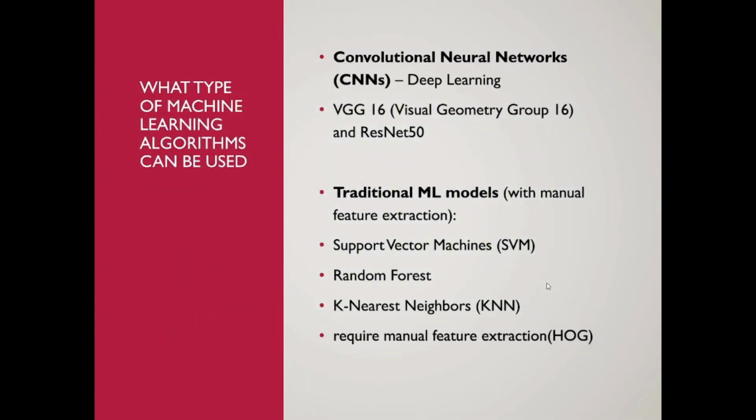What type of machine learning algorithm can be used? We use two convolutional neural network deep learning models: the first one is Visual Geometry Group 16, and ResNet50. Another option is traditional machine learning models such as support vector machines, random forest, and k-nearest neighbors. But they require a feature extraction tool like the histogram of oriented gradients to extract the features of the image to allow these models to classify animal images.